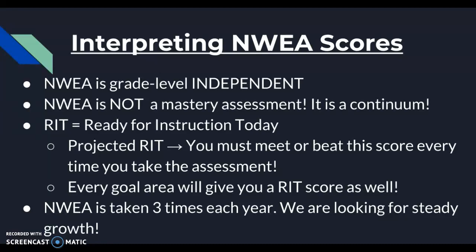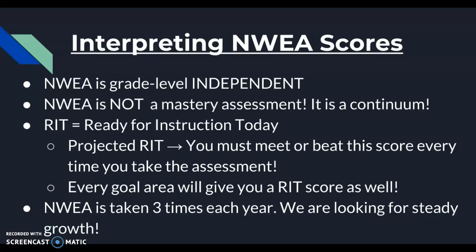What we want all of our students to do is accelerate, which means you are beating your projected RIT score. So if you got a 208 on your first assessment and your projected RIT score was a 213, but you got a 215 or even a 217, then that's what we consider acceleration. And that means that you're making even better growth.